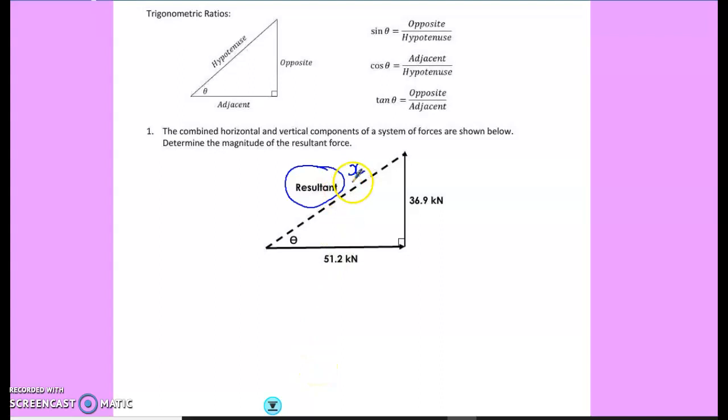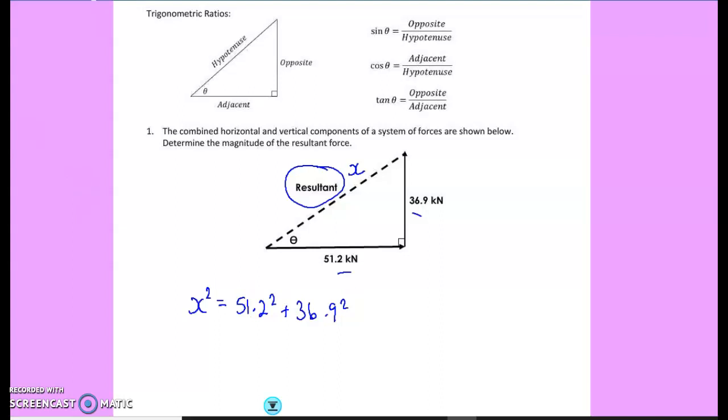Okay, it's a right angle triangle. I know the other two sides, so I can use Pythagoras. No angles mentioned, so it's definitely Pythagoras. So Pythagoras tells me the longest side squared is the other two sides squared and added.